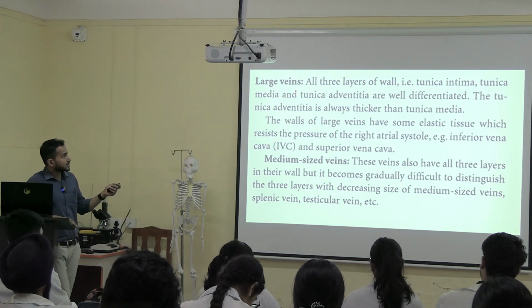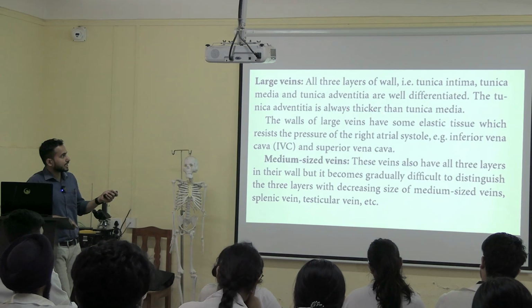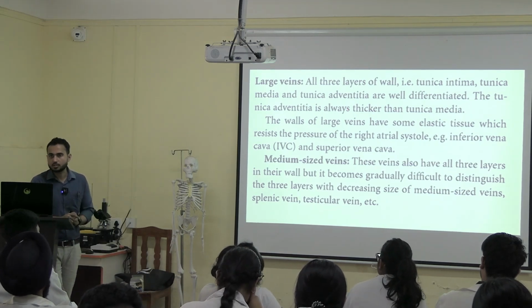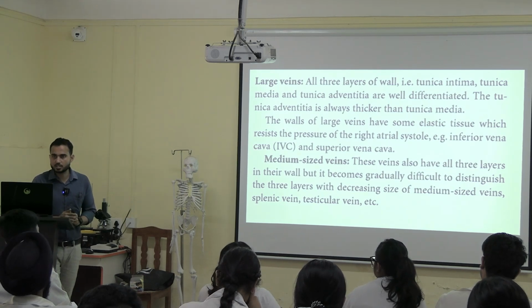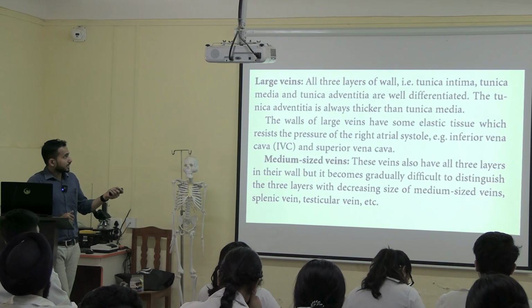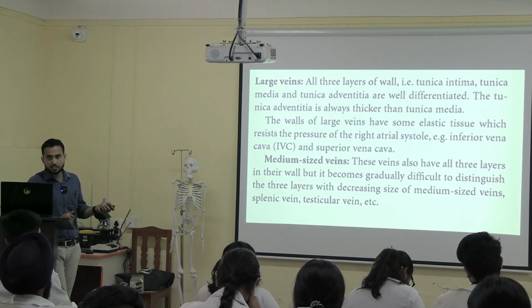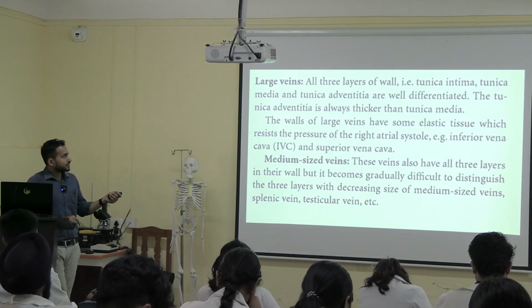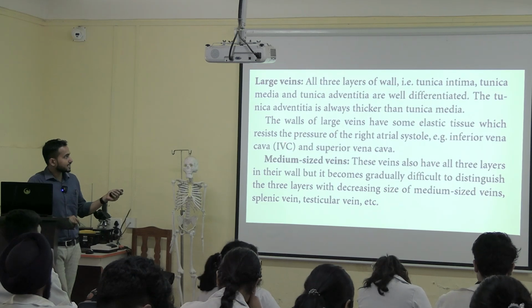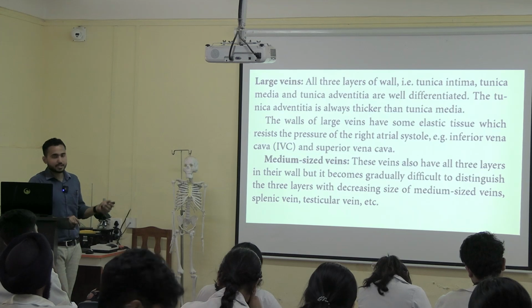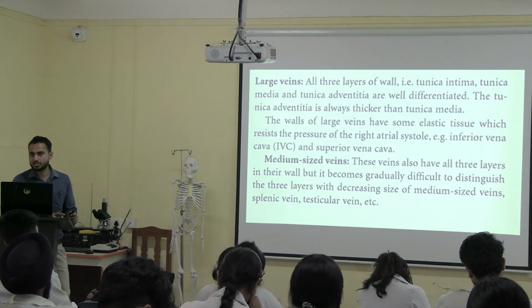Next, in case of large vein, what happens? If you see the tunica adventitia, it is more thick as compared to the tunica media. That is the important identifying feature for the large size vein. So see, in case of a large size vein, the tunica adventitia is always thicker than the tunica media, which was opposite in the artery. Now walls of the large vein have some elastic tissue which resists the pressure. Okay, the examples are inferior vena cava, superior vena cava, etc. These are the examples of large vein.